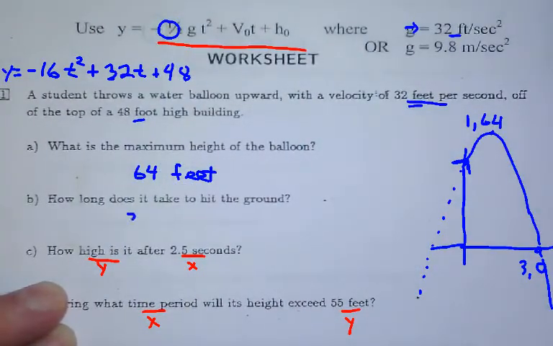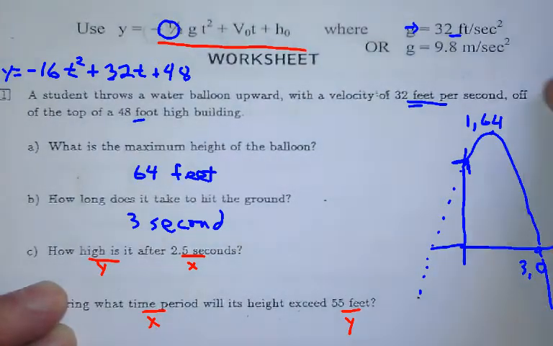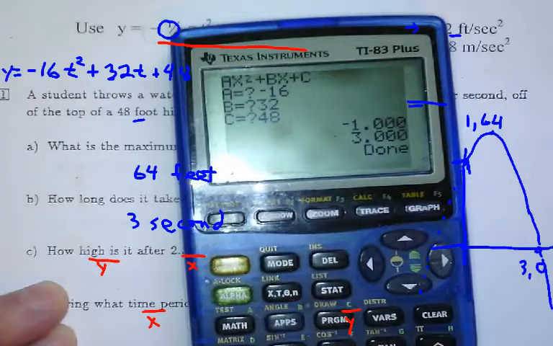And how long does it take? It takes 3 seconds. It takes 3 seconds for it to go all the way through its whole trajectory and then splash on the unsuspecting person down here. Right? How high is it after 2.5 seconds? That's one thing we can deal with.